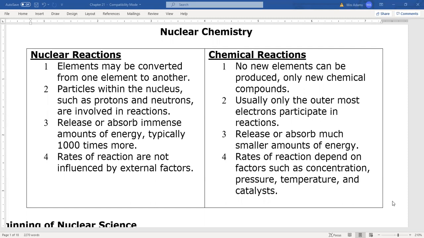Fourth, for nuclear reactions, the rates of reaction are not influenced by external factors like kinetics, like we talked about, where you had a temperature variance on the rate of the reaction. But things like concentration, pressure, temperature, action of catalysts all can impact the chemical reaction rate, but nuclear reactions are going to plot along at the same rate, and it's dependent upon the nuclear stability.